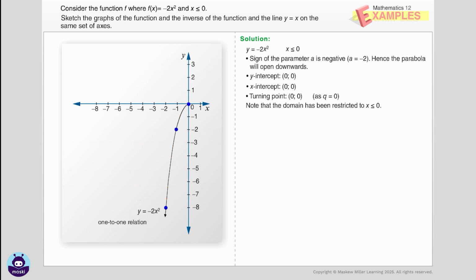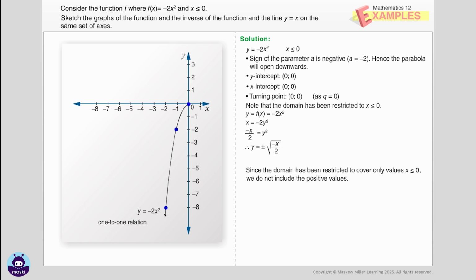Let us now determine the inverse of this function. Interchanging x and y, and making y the subject of the formula, we get y equals plus or minus the root of negative x over 2. Since the domain has been restricted to cover only values x less than or equal to 0, we do not include the positive values. Therefore, f inverse of x equals minus the root of negative x over 2.